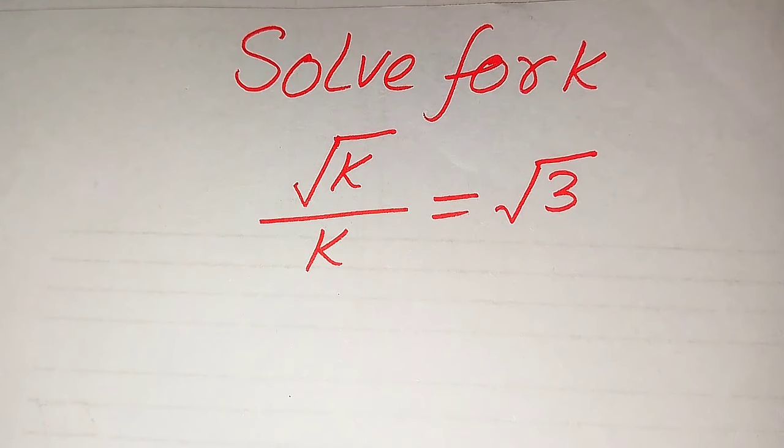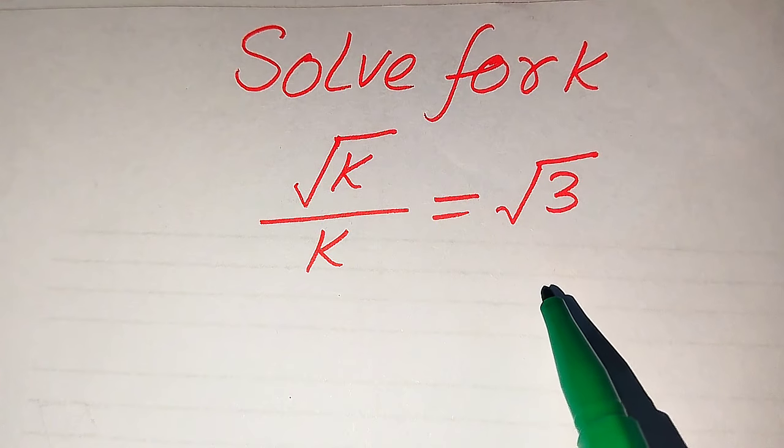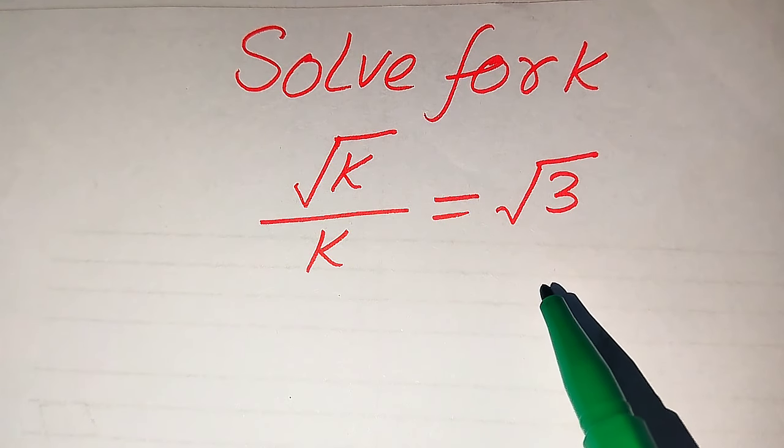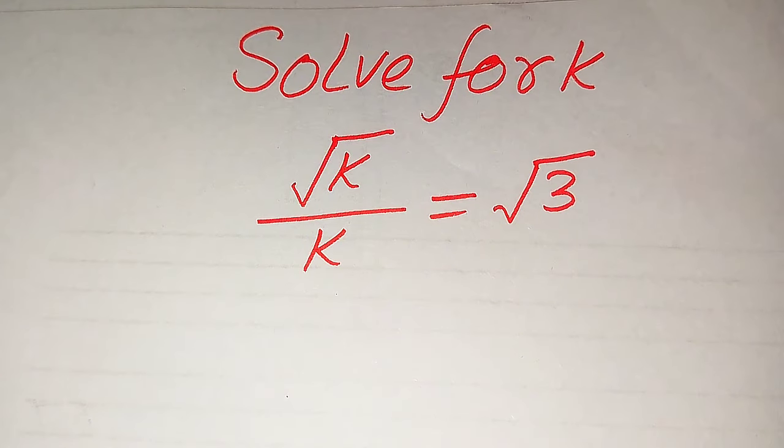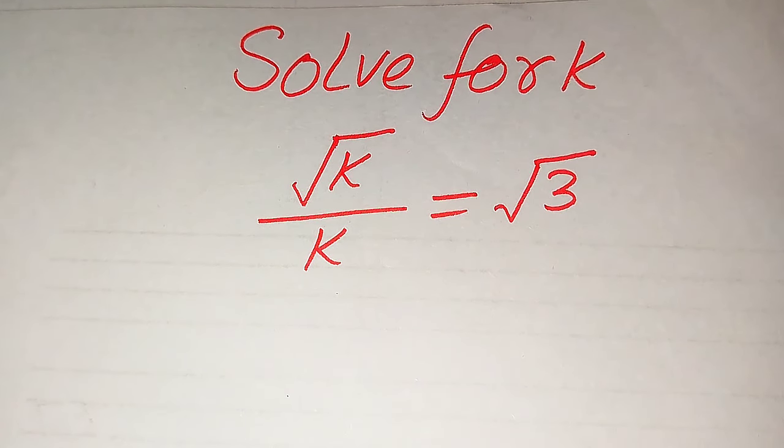Hello everyone, how to solve this problem for the values of k if we have the square root of k divided by k is equal to the square root of 3. We solve this problem for all the values of k. First we find all the roots of this equation, and at the end we will verify which of the roots are solutions or which of the roots are extraneous roots.